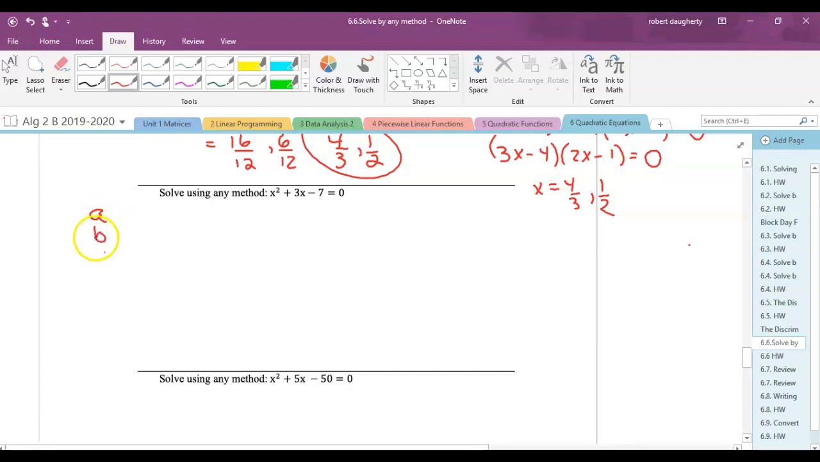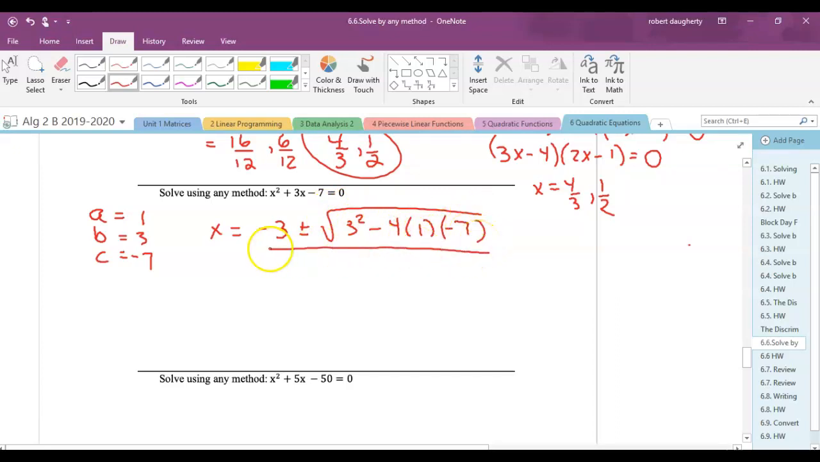A, B, C. A is equal to 1. B is equal to 3. C is negative 7. Okay. So here I'll just substitute it all in at one time. So negative 3 plus or minus the square root of 3 squared minus 4 times 1 times negative 7, all of that over 2 times 1. What I try to do is just substitute in. Try not to do too much mental math, like try not to do 4 times 1 times 7 and then write down that number. Write everything in just like it is, then start simplifying.